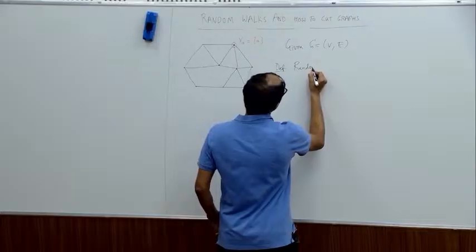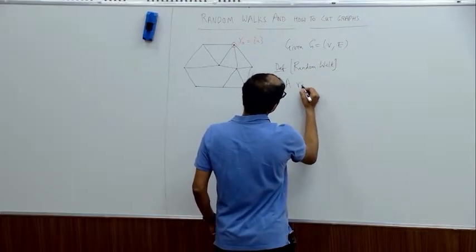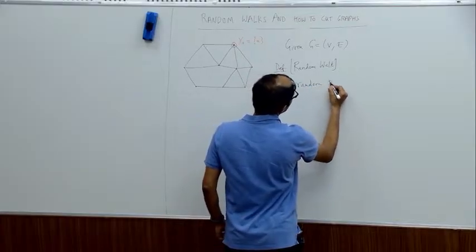So what is a random walk? It's a very simple process that takes place on a graph.